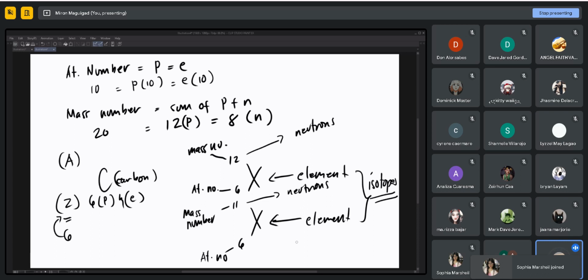Okay? Let's proceed. So the number of protons in an atom defines what element the atom is. On the other hand, the number of neutrons in an atom defines the isotope of an element. Okay, let us proceed.